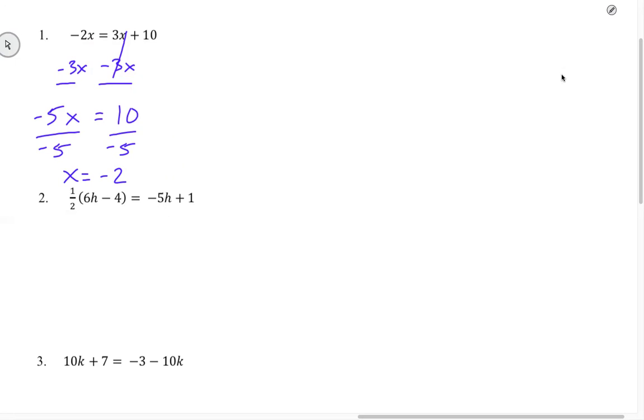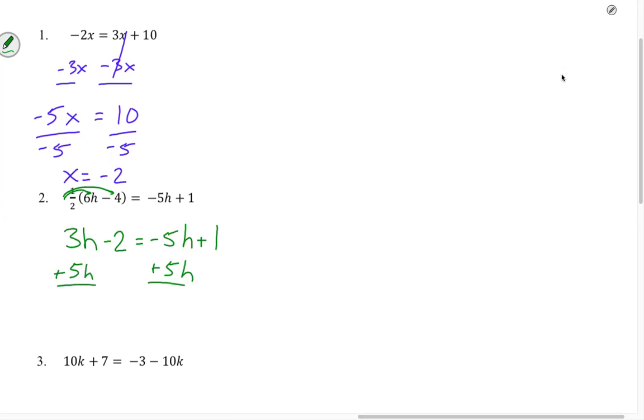Now let's review with number 2. So number 2, first thing I need to do is distribute that 1/2. So half of 6 is 3. 1/2 of 4 is 2. So I have 3h minus 2 equals -5h plus 1. So I'm going to go ahead and add 5h to both sides.